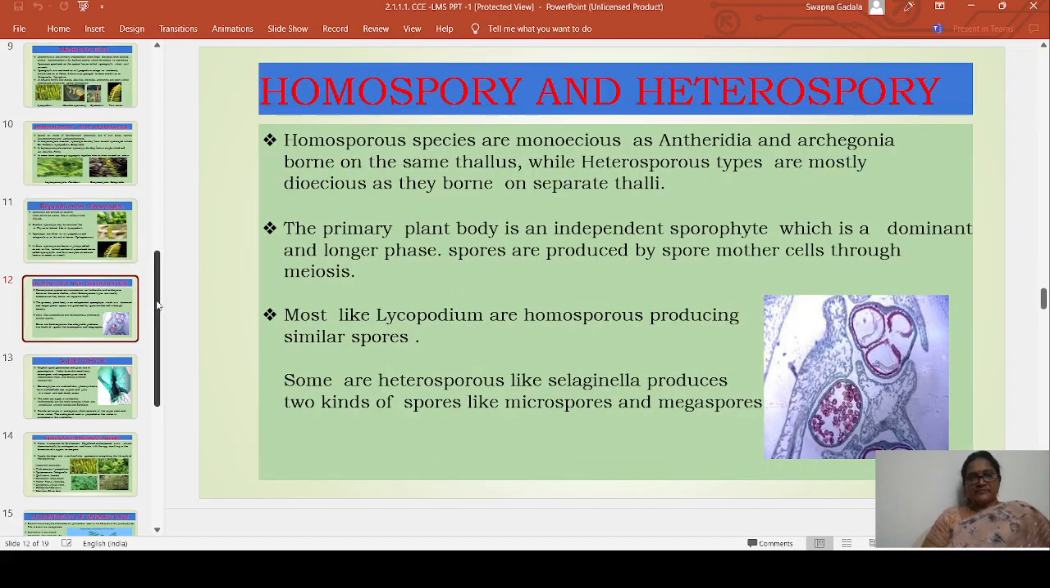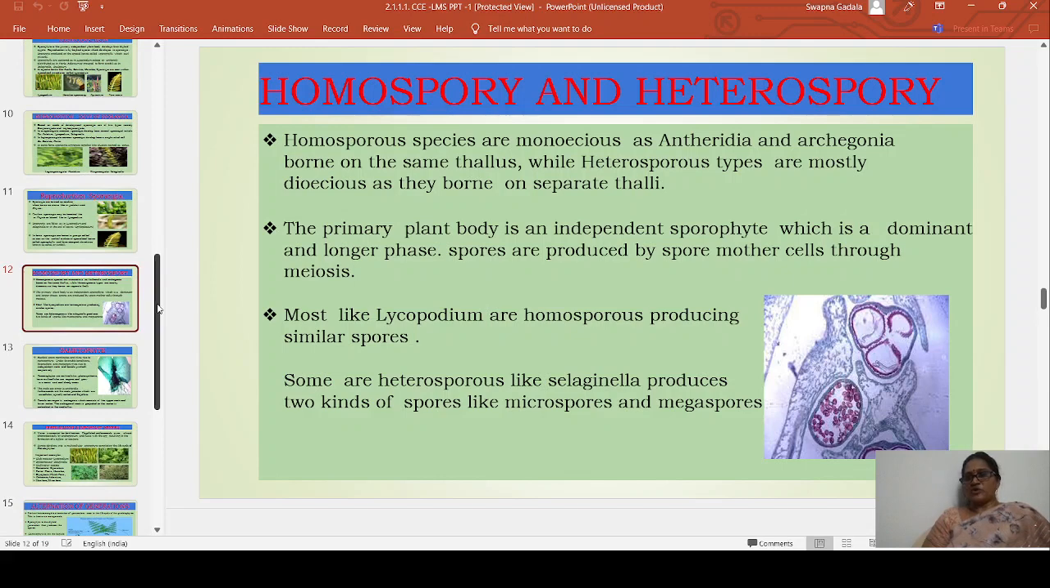So now let us learn about the homospory and heterospory concepts which we can see in the Pteridophyta. Here the words are self-explanatory again. Homo means same, so the same type of spores, and heterospory means different kinds of spores. Generally, homosporous species are monoecious, means they are bisexual, and both the sex organs, antheridia and archegonia, are borne on the same thallus. While heterosporous species, which produce two kinds of spores, are mostly dioecious, means unisexual, male and female plants will be separate.